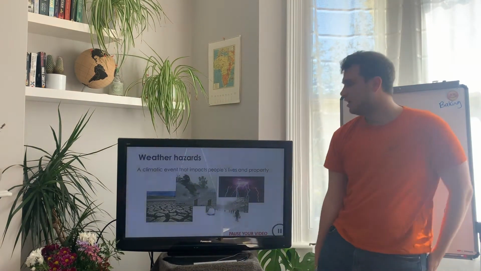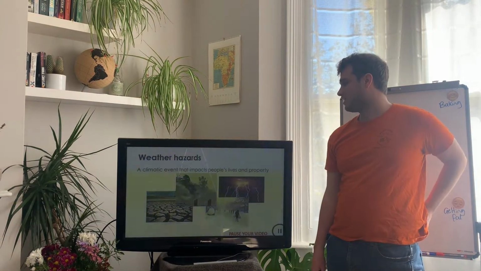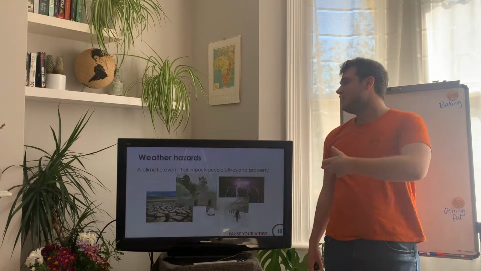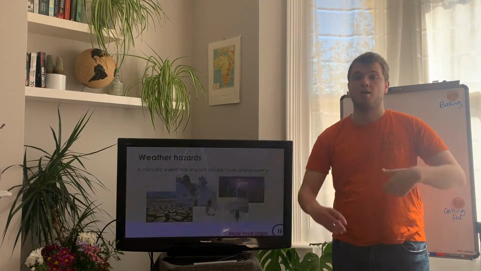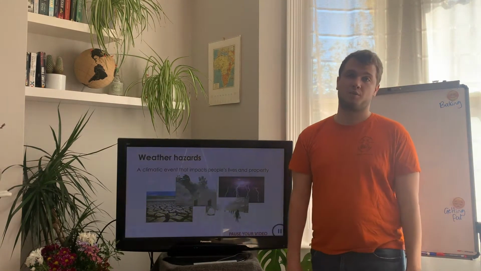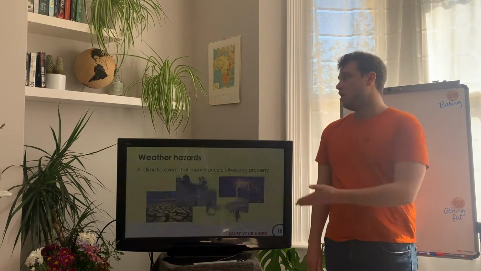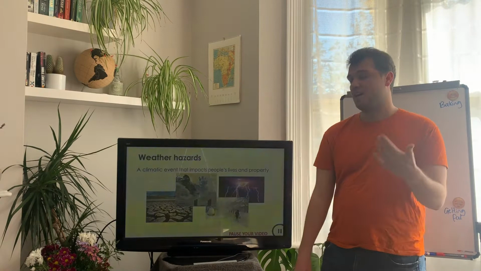So, a weather hazard is a climatic event that impacts people's lives and property. So in order for something to be a weather hazard, it has to be climatic. So it has to be caused by the climate. So we're not talking about earthquakes and volcanoes here because they're tectonic. They're not caused by the climate. We are talking about things that happen because of the climate and air pressure, etc.